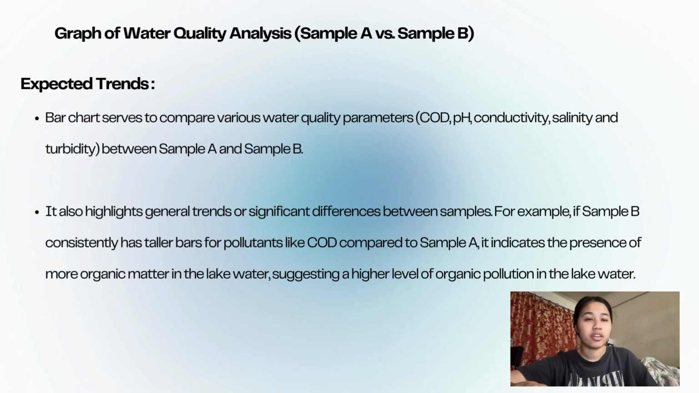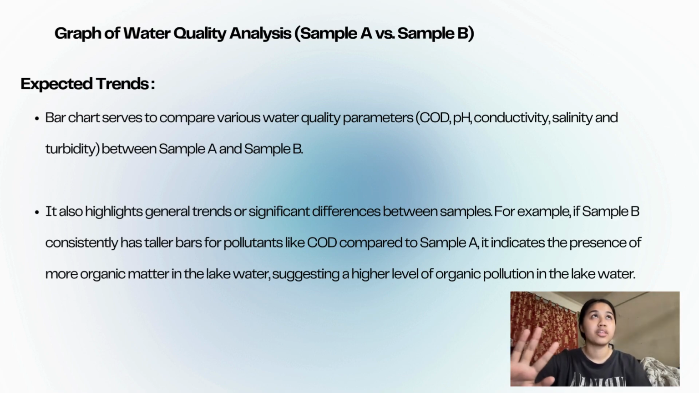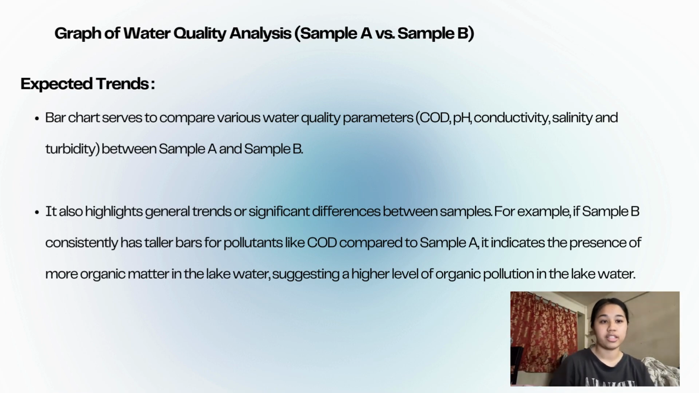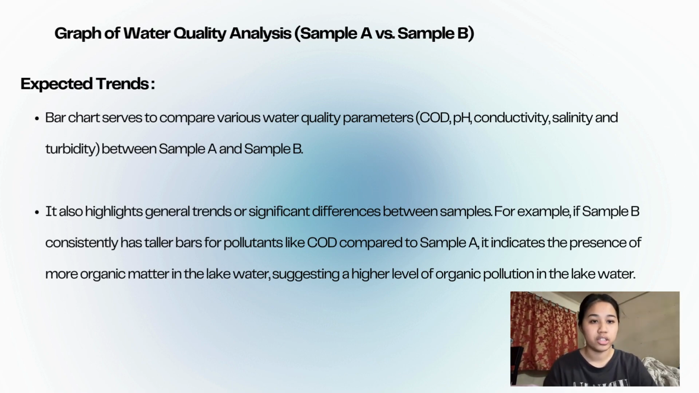The expected trend for the graph of water quality analysis between sample A and sample B is that we decided to use a bar chart because it can do a direct comparison between various water quality parameters such as COD, pH, conductivity, salinity and turbidity between sample A and sample B. A bar chart also highlights general trends or significant differences between the two samples. For example, if sample B consistently has taller bars for pollutants like COD compared to sample A, it indicates the presence of more organic matter in the lake water, suggesting a higher level of organic pollution in the lake water.